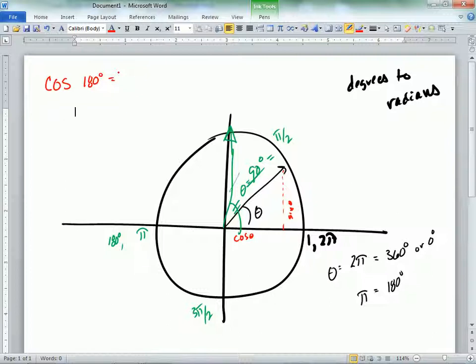Cosine of 180 degrees, right? That theta is going to be way over here. It's going to be -1, right? What's the cosine of pi over 2?